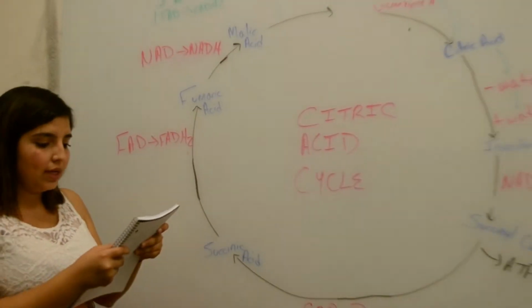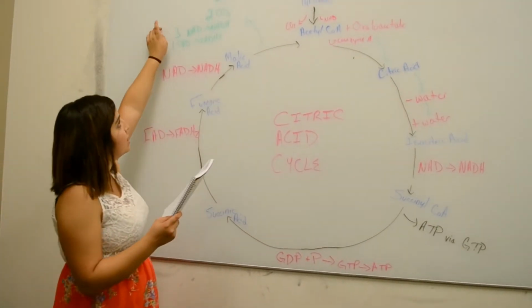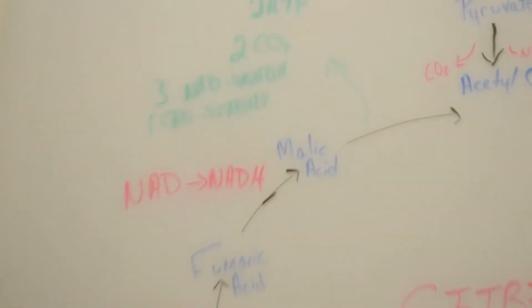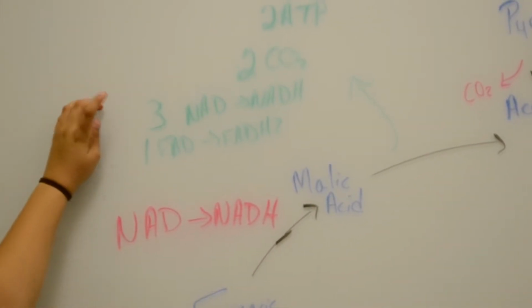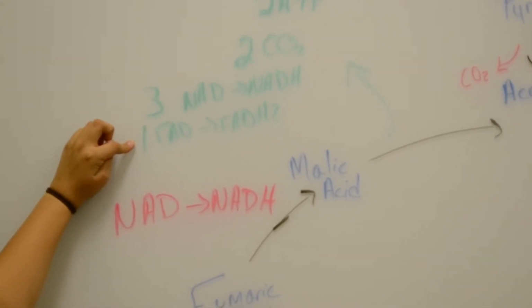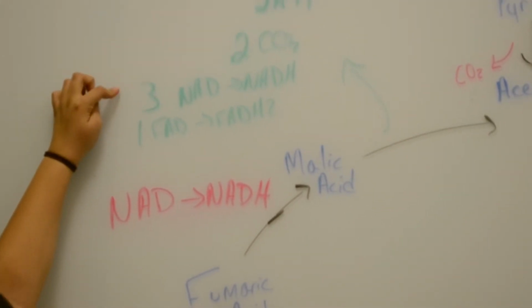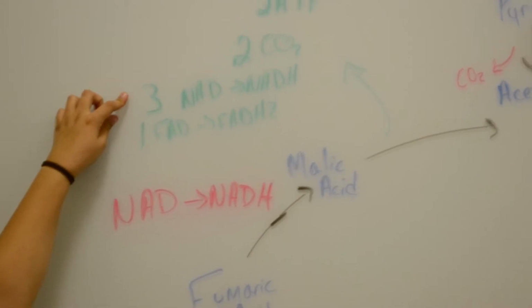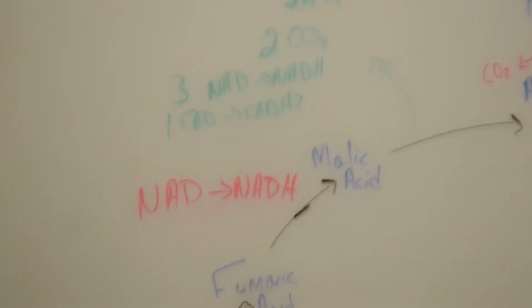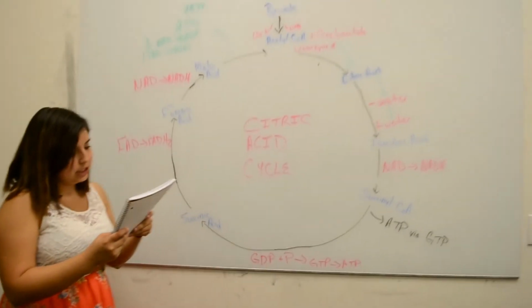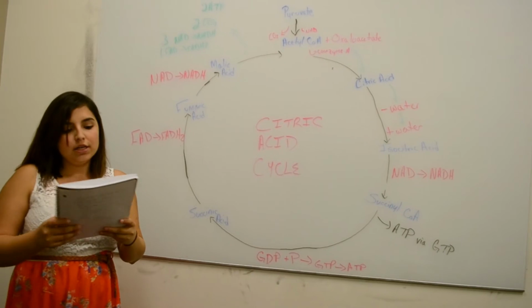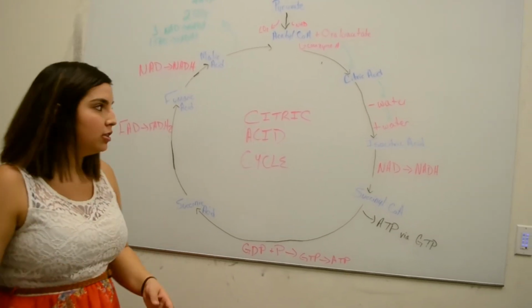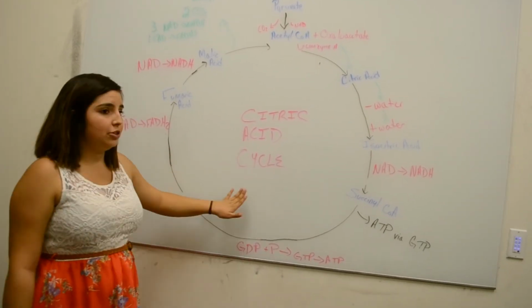In conclusion, acetyl-CoA has been oxidized into 2 molecules of CO2. 1 molecule of FAD is reduced to FADH2. 3 molecules of NAD were reduced to NADH. And 1 molecule of GTP was produced. In addition, a total of 2 ATP molecules were created to start the electron transport chain. This then concludes the citric acid cycle.